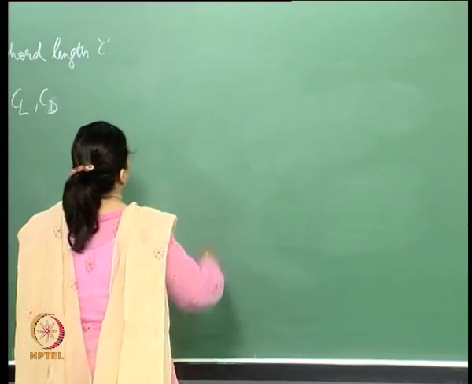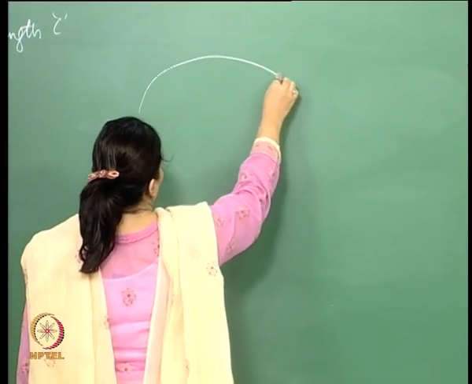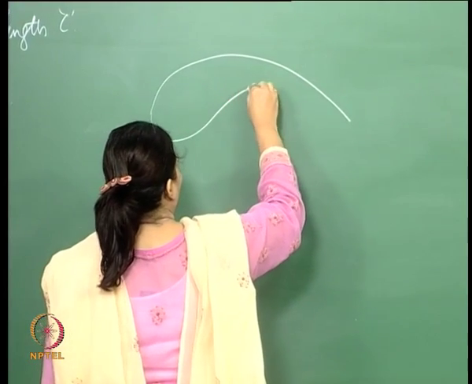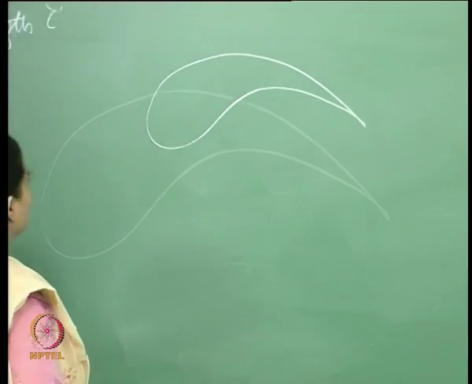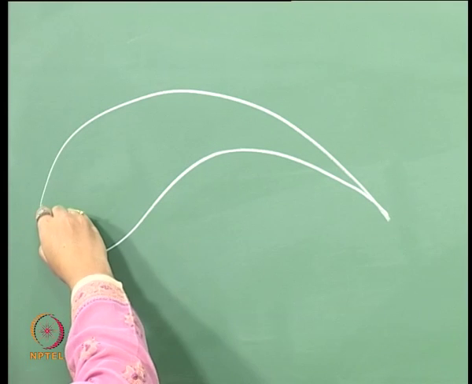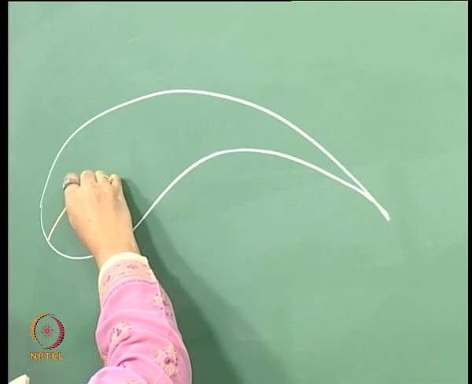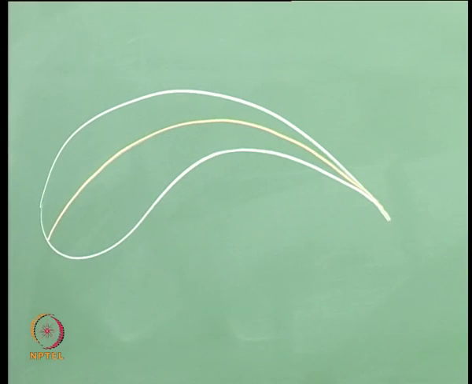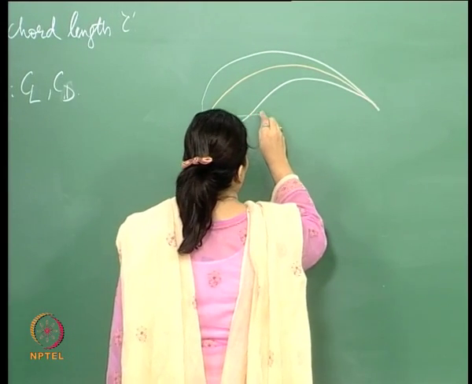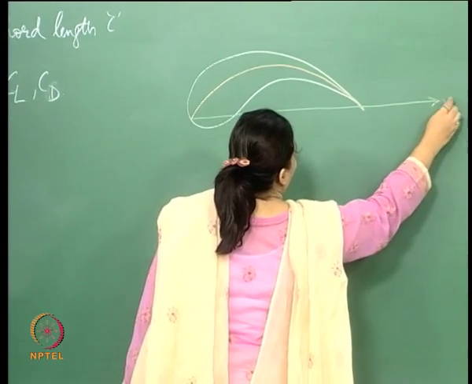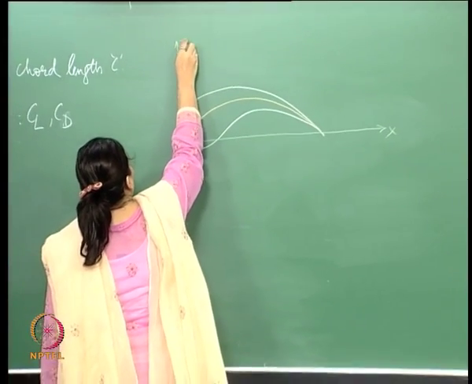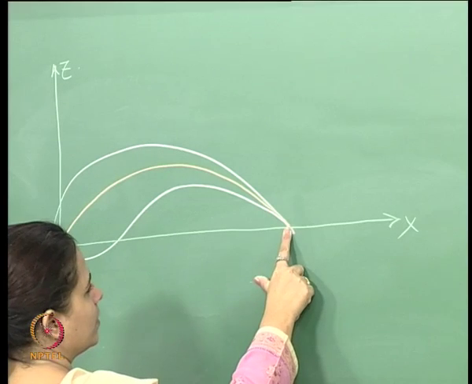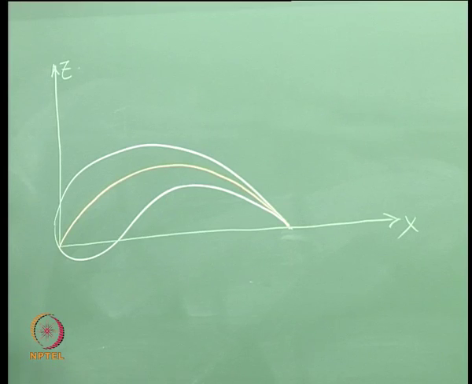I am going to draw this in a slightly exaggerated manner so you can see. Let me draw an airfoil, and then I draw the camber line of this. This is the camber line, which is essentially the midpoint between the upper and the lower surfaces. Then I draw an axis system.